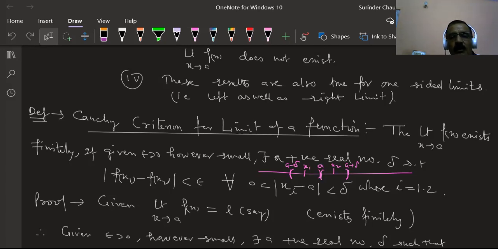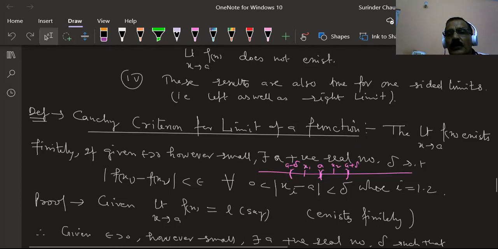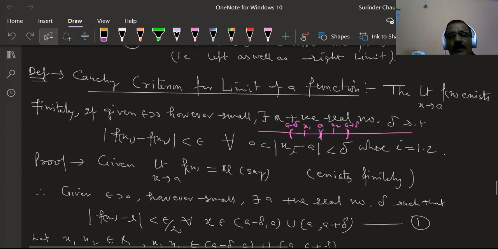Proof of this theorem: in the statement, you have been given that the limit of this function exists and is finite. So let us prove that. This is given. Let us show that the limit of the function at a exists and is equal to, say, L, because it is finite, so we suppose this number L is the limit.